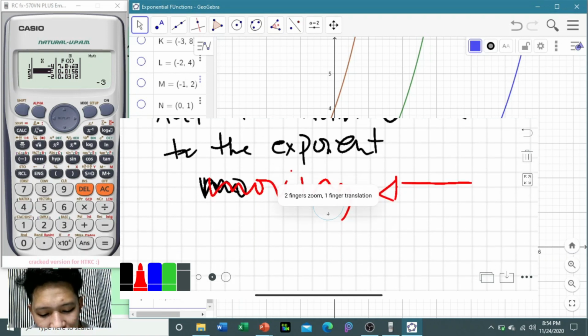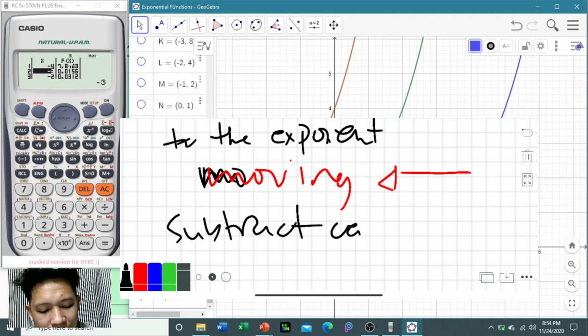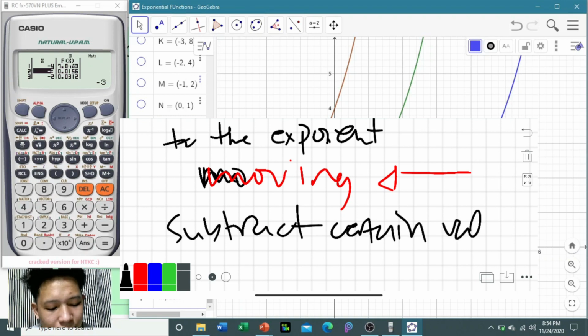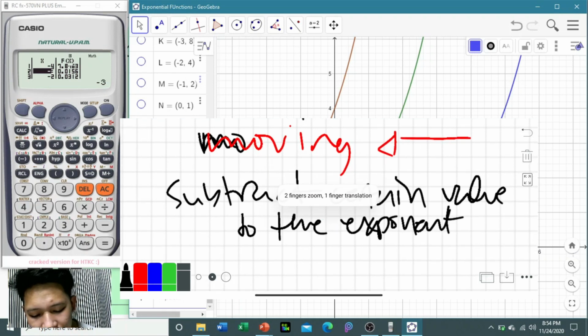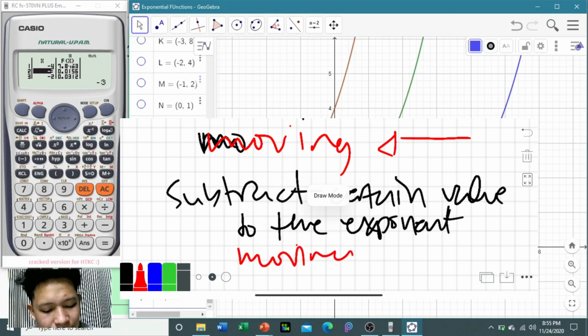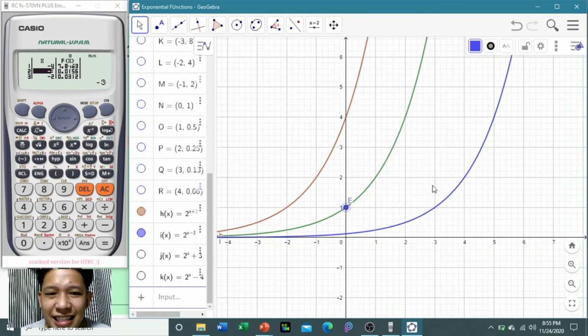Pero, if we subtracted a certain value to our exponent, then ang nangyayari po is we are actually what? We are actually moving the graph to the right. Okay, so wag pong malilito. Kapag ginalaw po natin yung exponent ng exponential function, pag nag-add tayo, we are moving the function to the left. And kapag nag-subtract tayo, we are actually moving the graph to the right. Okay? And the properties are just the same.